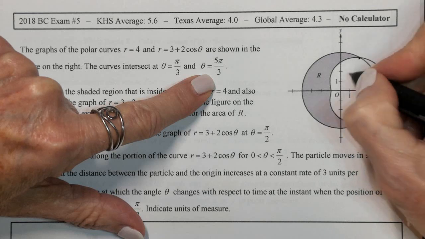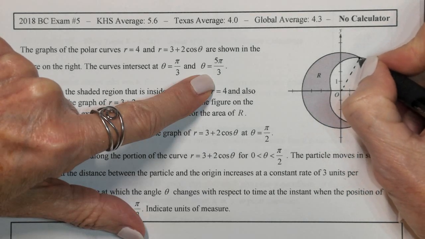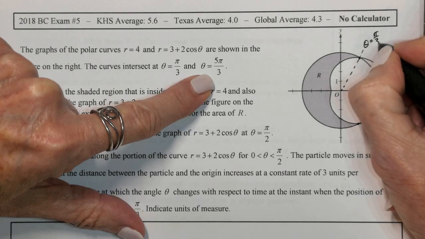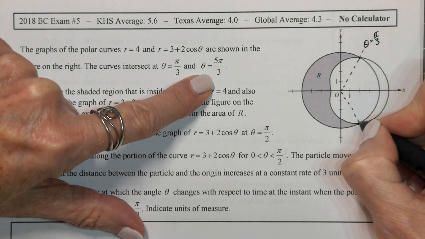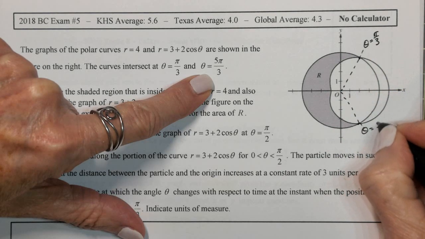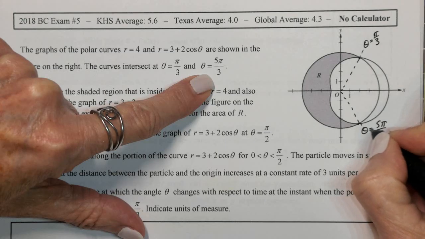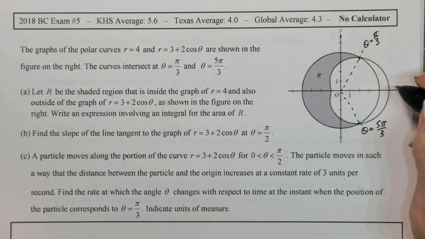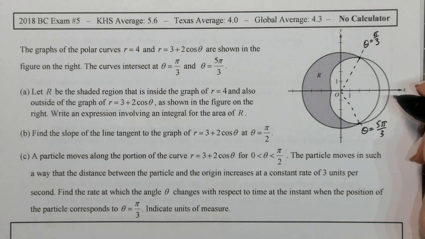That was nice of them to tell us that. Usually we do that on our own. But that is theta equals pi over 3 and 5 pi over 3. If you recall, this is what we did on these types of problems. We always did the little theta lines where they intersect.